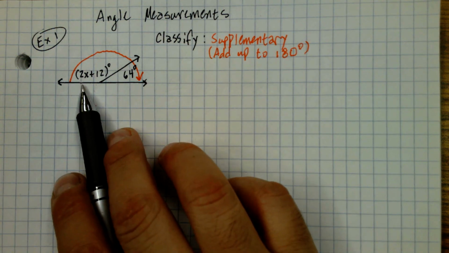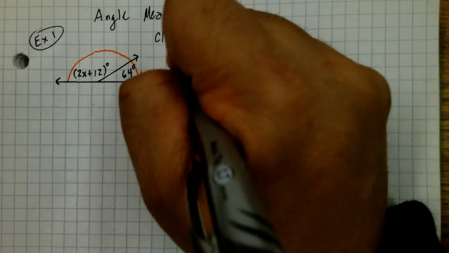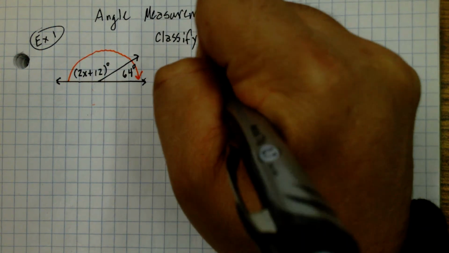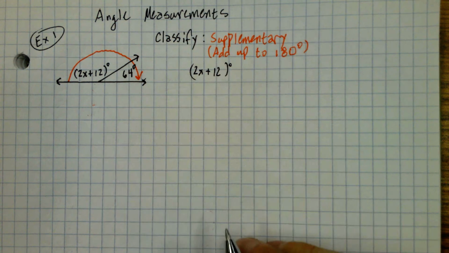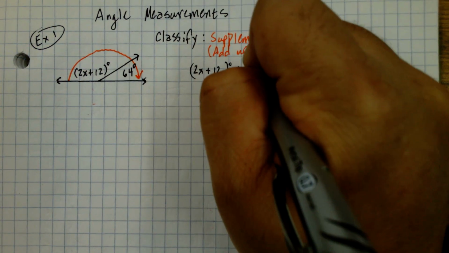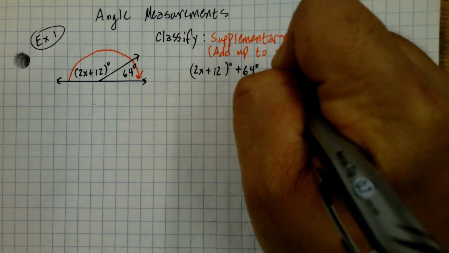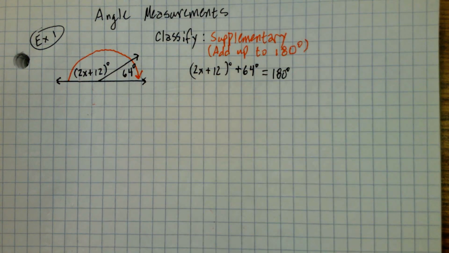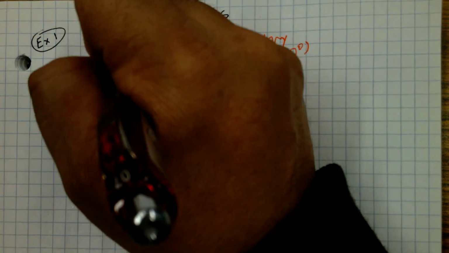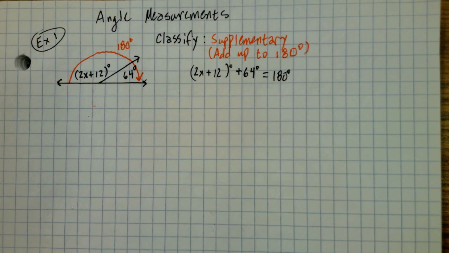We can say, okay, if you take this angle, which all we know about it is it's 2x plus 12, and add 64, that's 180. Okay, so this is the setup. I want you to understand where all this is coming from. This adds up to 180. So this is why we're allowed to set up this equation.